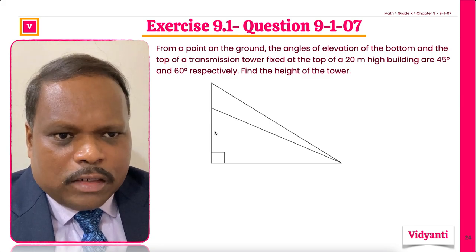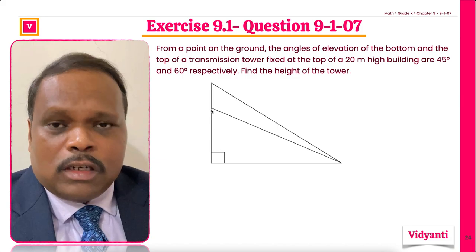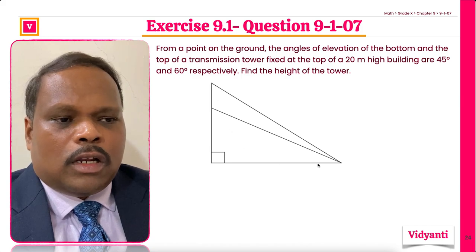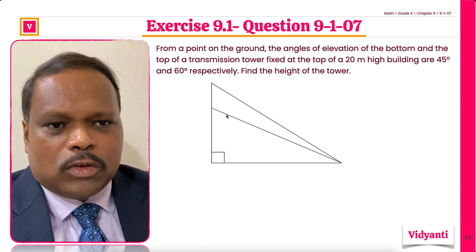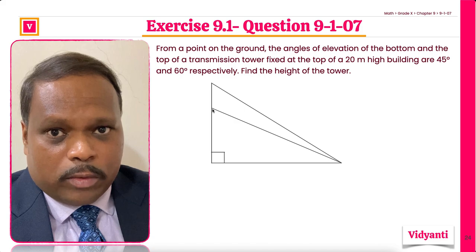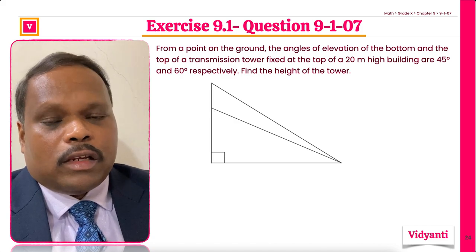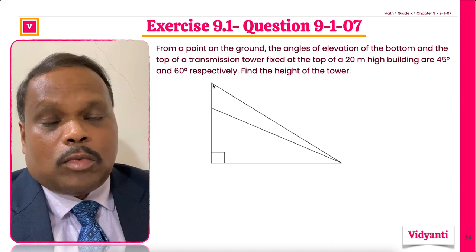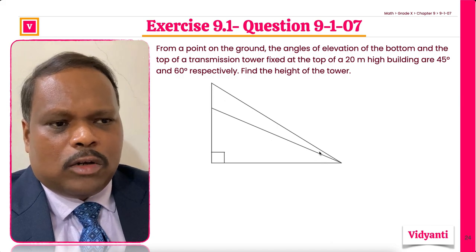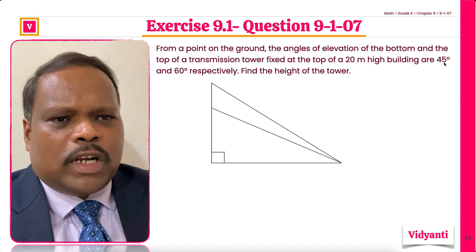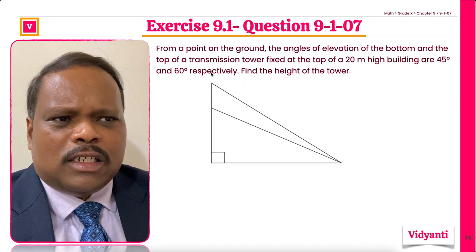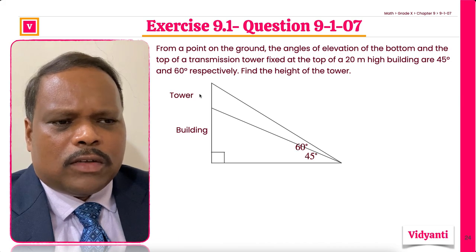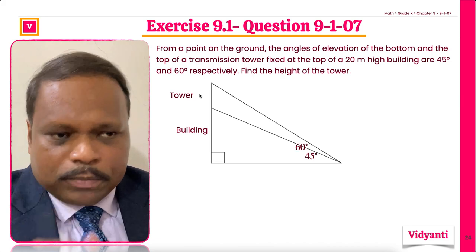So this line up to here, that will be the building, and on top of that there will be a transmission tower. Now a person is standing somewhere here. He looks at the bottom of the transmission tower, which is nothing but the top of the building. Top of the building is same as bottom of the transmission tower, and then the top of the transmission tower. So he gets two angles of elevation, one angle is 45 degrees, one angle is 60 degrees, so this is the building, this is the tower, this angle is 45 and this angle is 60. So let's see.